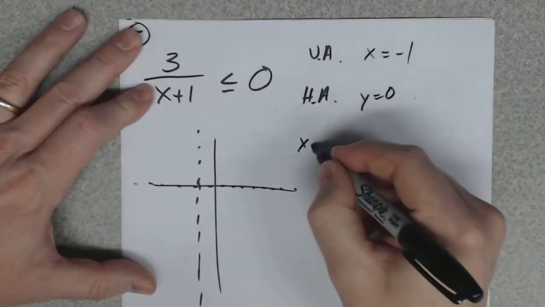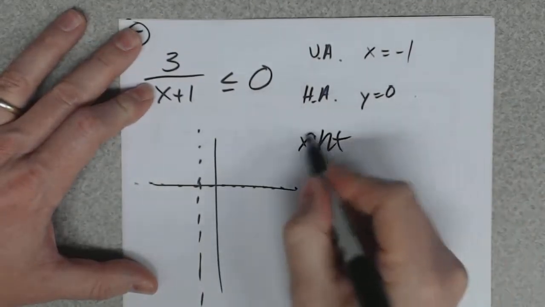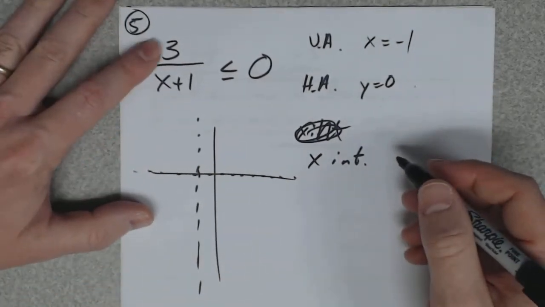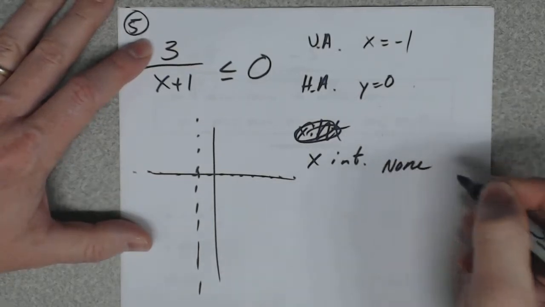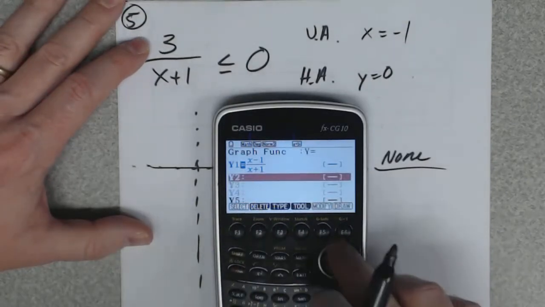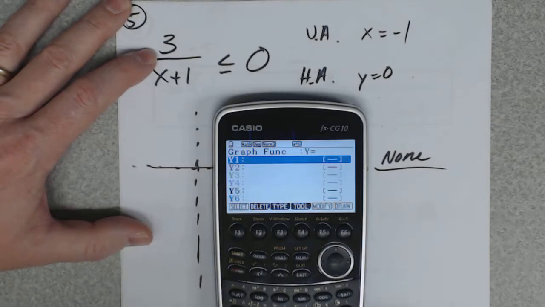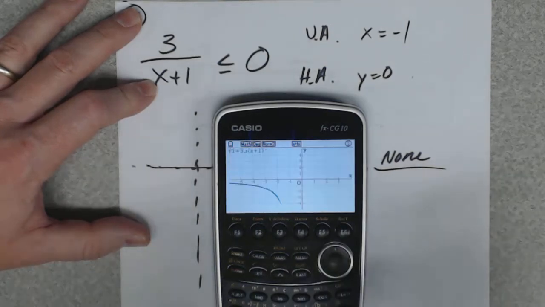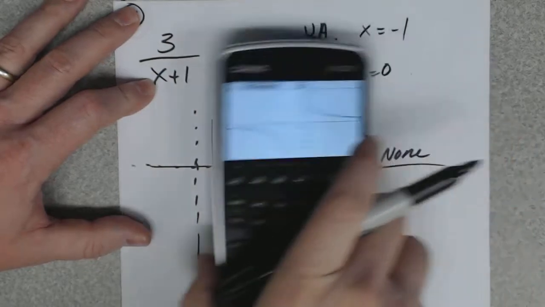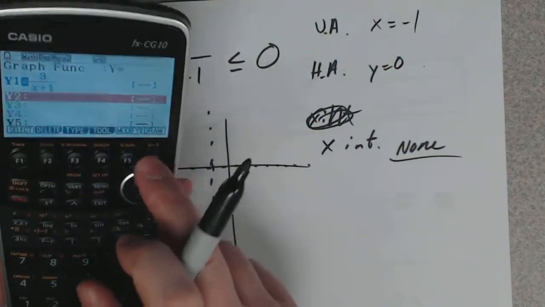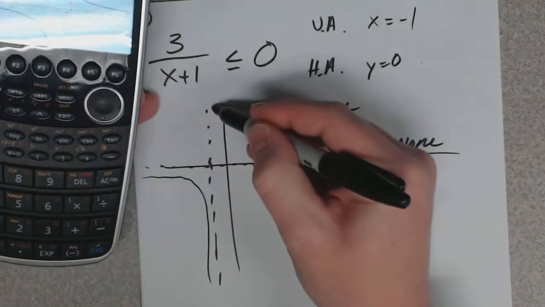Okay, your x-intercepts, oh, that's horrible, sorry. For x-intercepts, you set the top equal to 0, and there's none. So now we can go to our graphing calculator and type this in. Let's see, 3 over x plus 1. You don't have to use your graphing calculator every time. You can pick points if you want to. It's just as easy for me to do it like this. So we'll see that it comes in here. Did I graph that right? Yep, 3 over x plus 1. Like so.